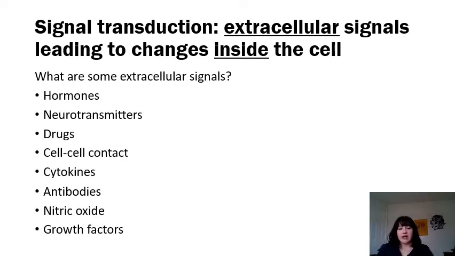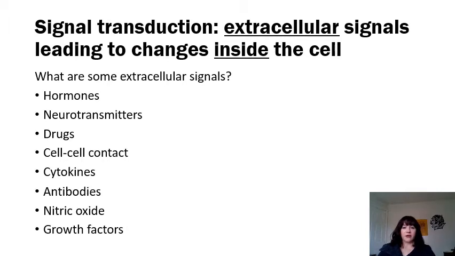So here are a variety. This is not all of them. We've talked about some of them, such as hormones, like testosterone and estrogen, neurotransmitters like acetylcholine, dopamine, epinephrine, and drugs, right? Pretty much any drug that acts on a receptor.